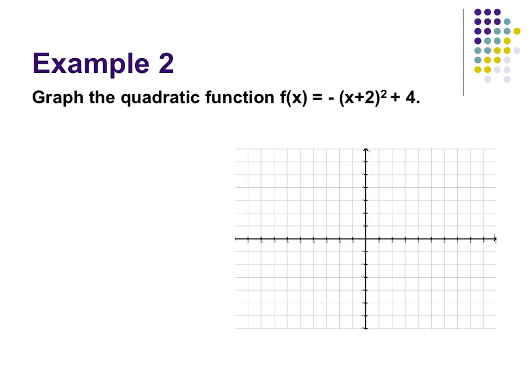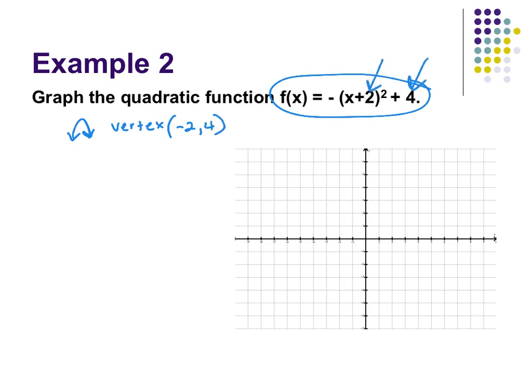All right, so it says graph the quadratic function f of x equals negative (x plus 2) squared plus 4. So just from the initial part, what do we know about this graph? It points downward, okay? What do I know about the vertex? Negative 2, 4. Opposite of what follows the x, and then whatever is the k by itself. What's my axis of symmetry? Good. x equals negative 2.